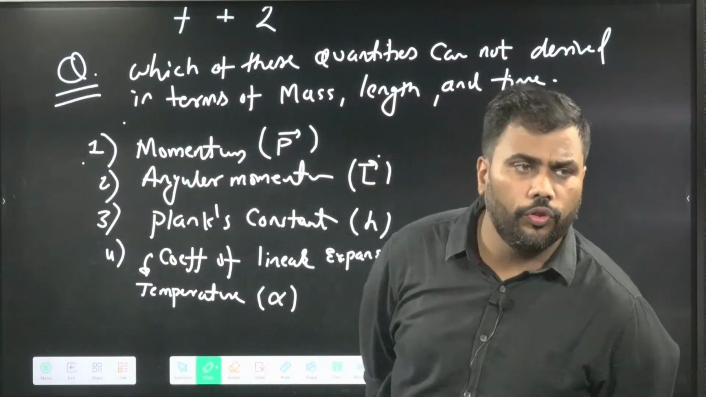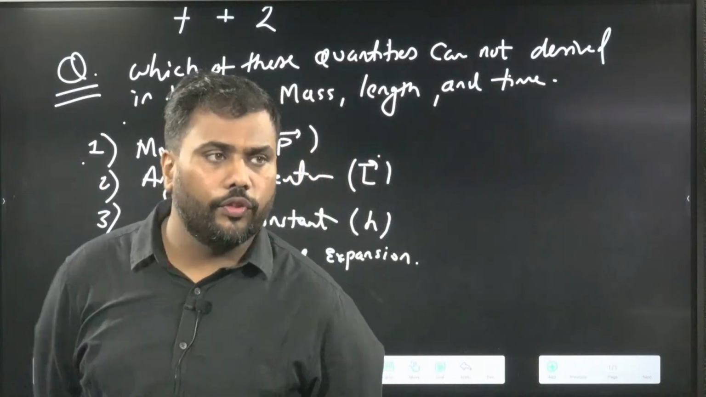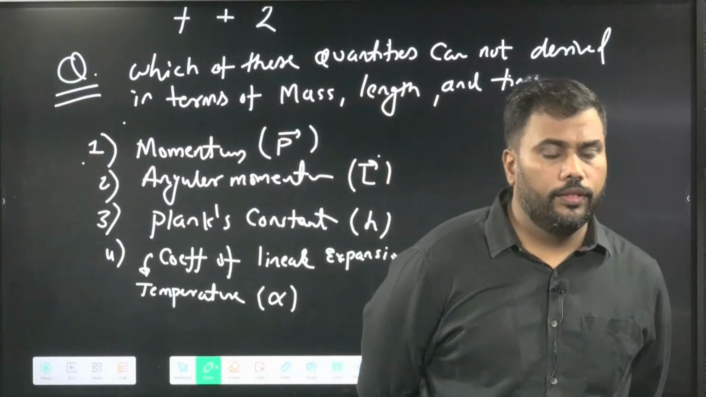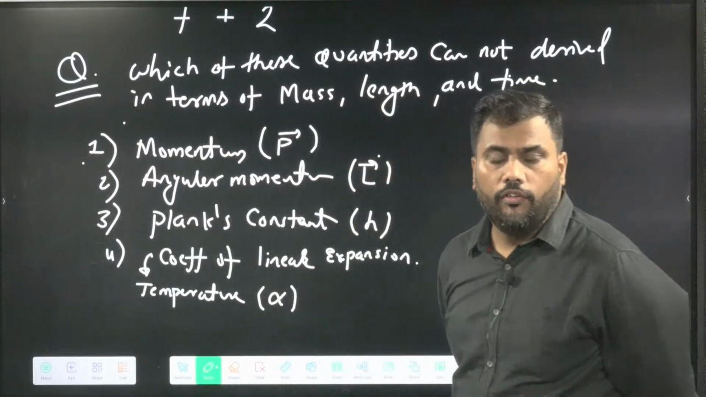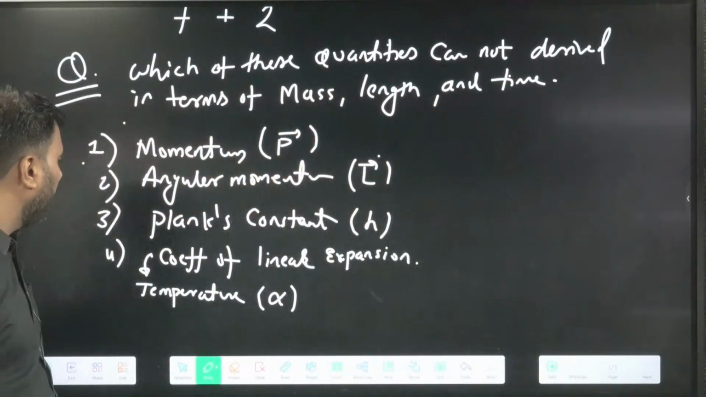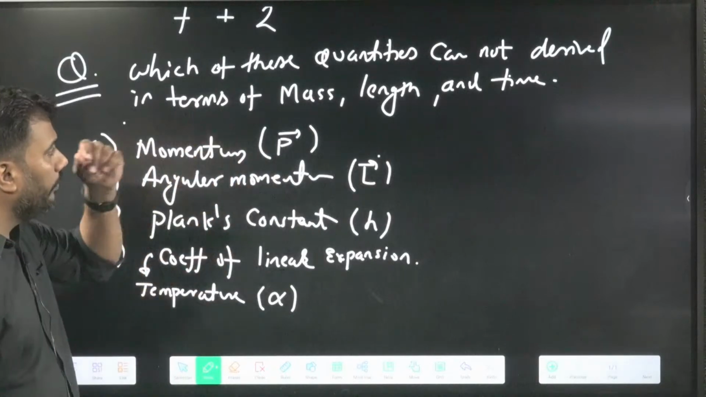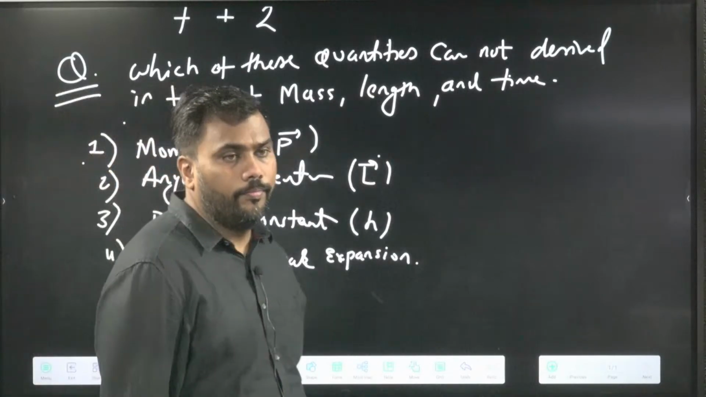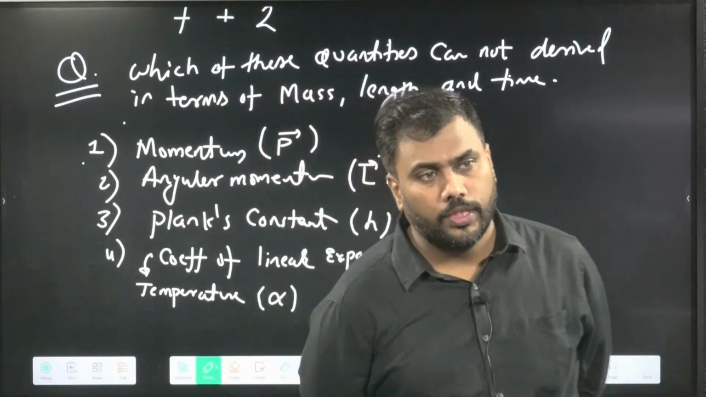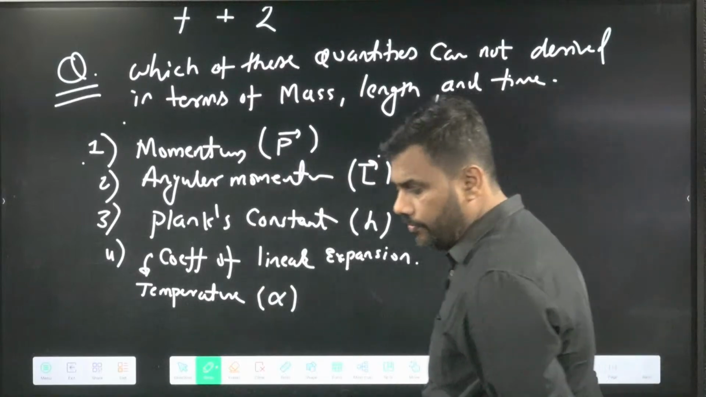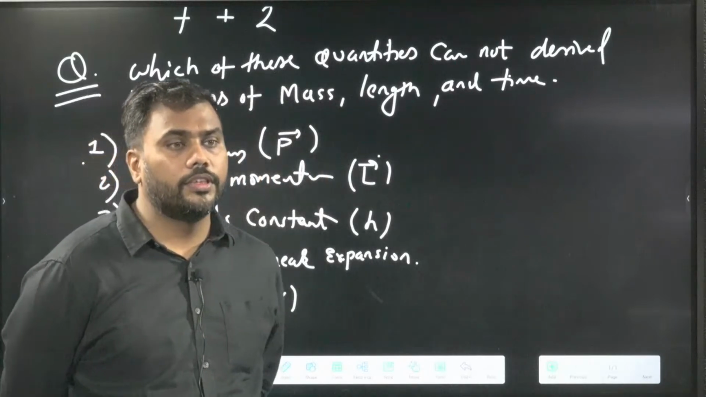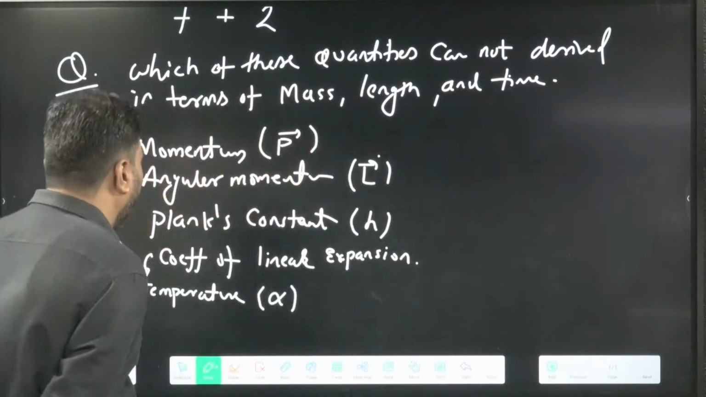Why do you say option 4 is correct? Many of you are telling me option 4 is correct. Why can't you describe or derive the temperature coefficient of linear expansion in terms of these three? Durga Prasad is replying yes. Very good. Others, please reply fast. Why can I not define or derive it? Dimensions are not there for 4. Very good.